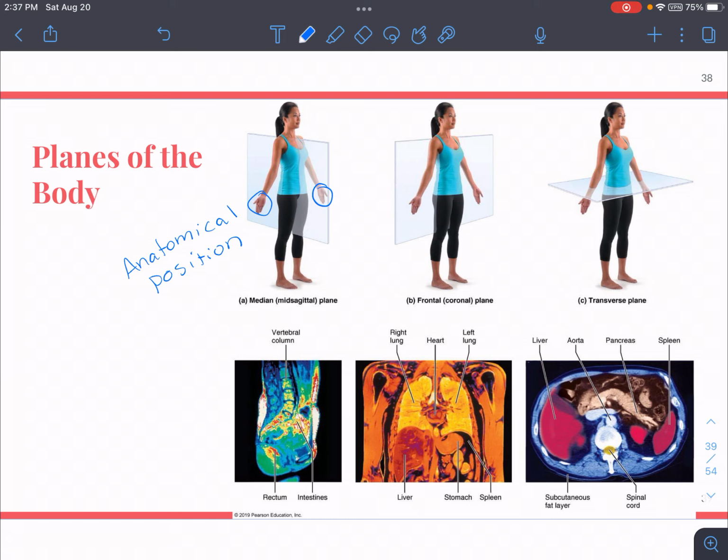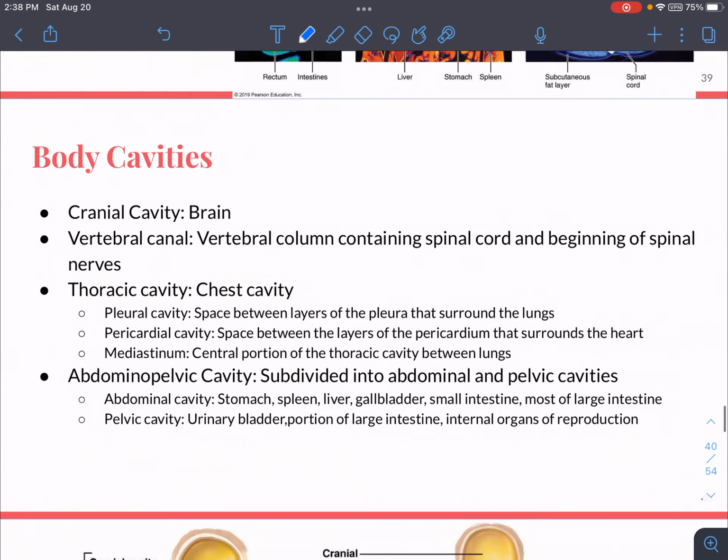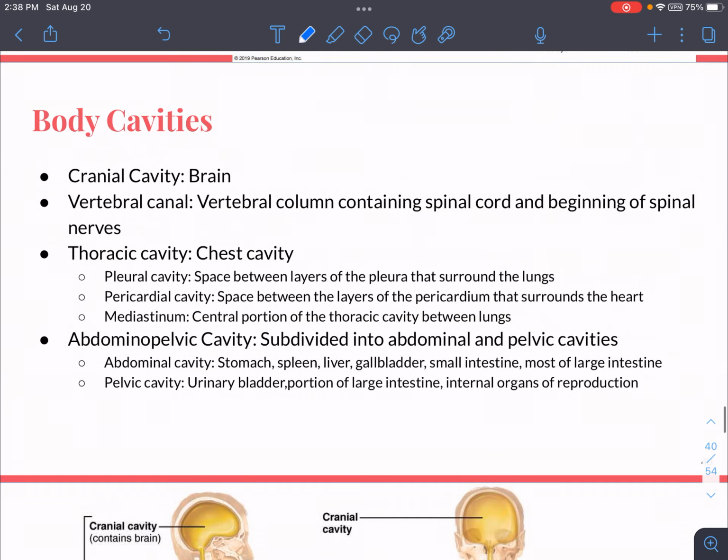So wanted to point that one out here. Our body is also split into different cavities. We have a cranial cavity that houses our brain. It also houses most of our special sense organs like sight, hearing, smell, taste. Those are all in your head. It's all in that area.